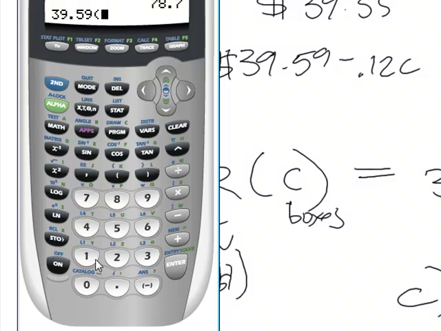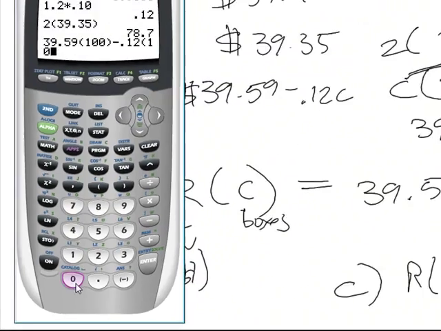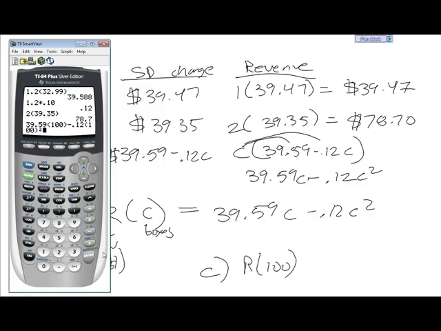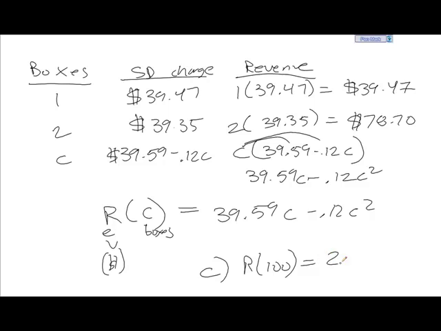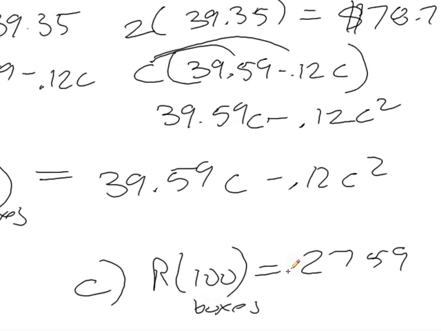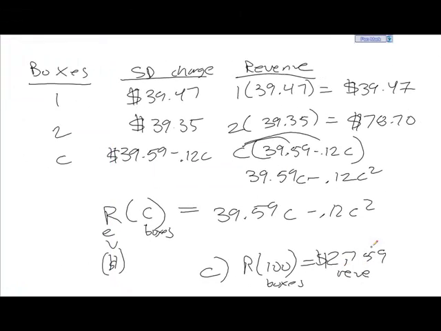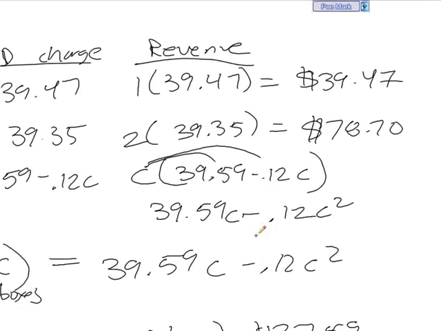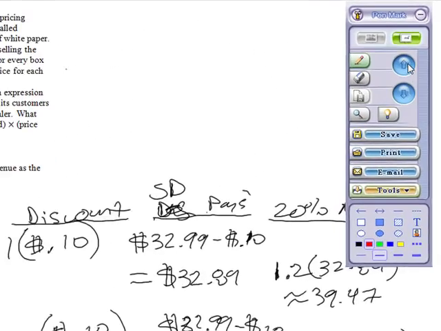39.59 times 100 minus 0.12 times 100 squared, and that's going to give me 27.59. So if I sell 100 boxes, then my revenue is going to be $2,759. Very good. So this is just in terms of my revenue selling these boxes of white paper.